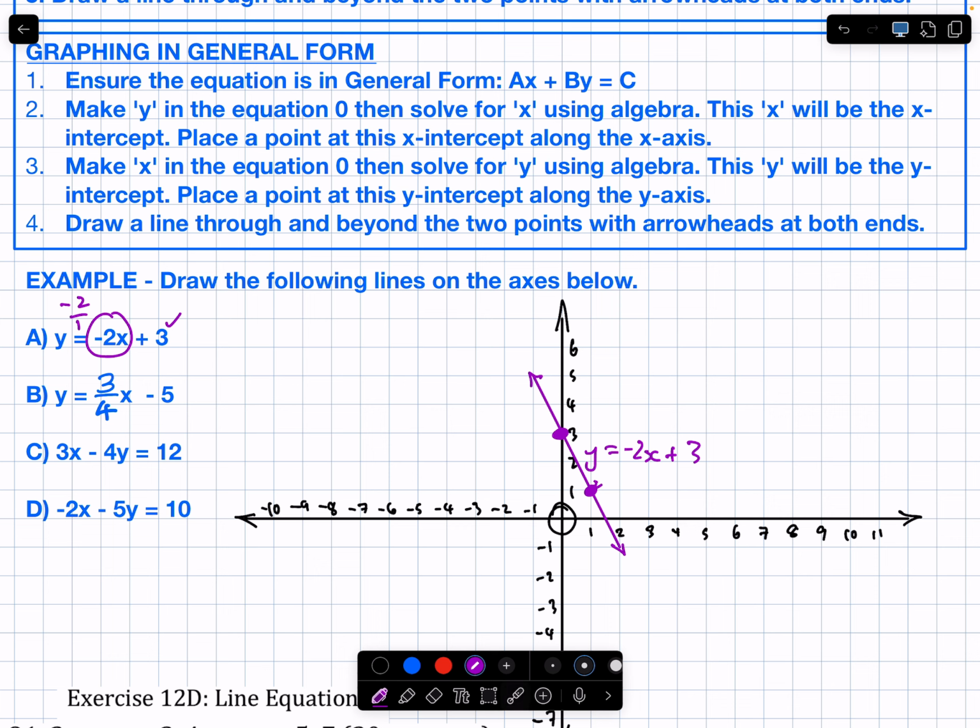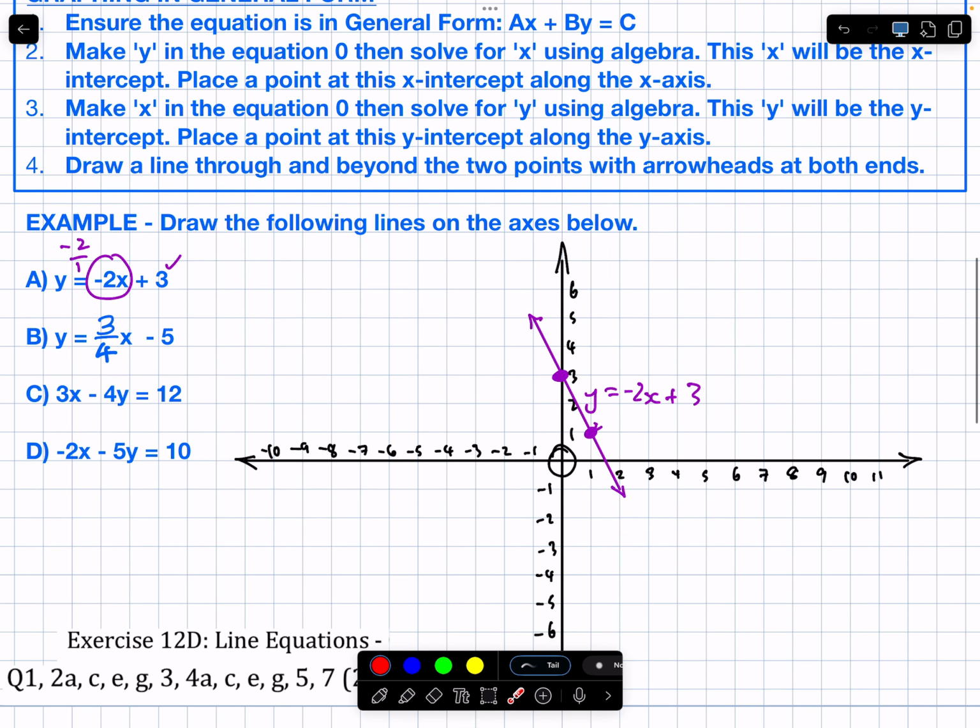Just to remind you how we got that. Plus 3 tells me the y-intercept is at positive 3. What did I get from the slope? Negative 2 is a fraction of negative 2 over 1. So I went down 2, and then I went to the right by 1.